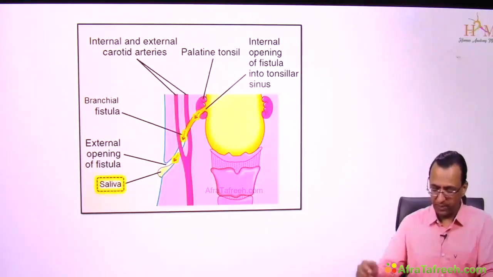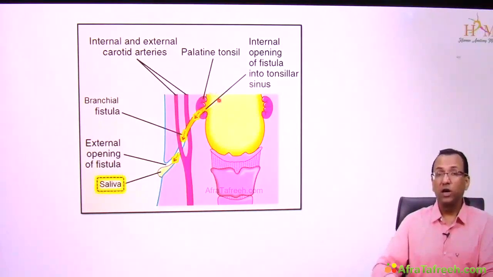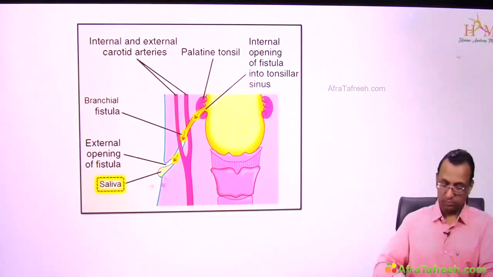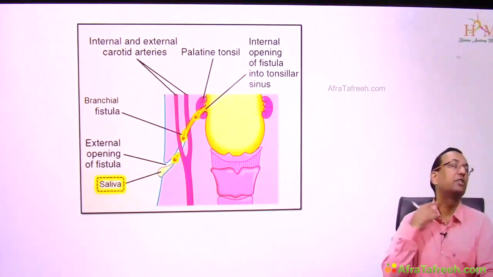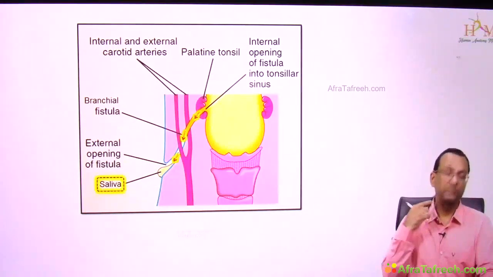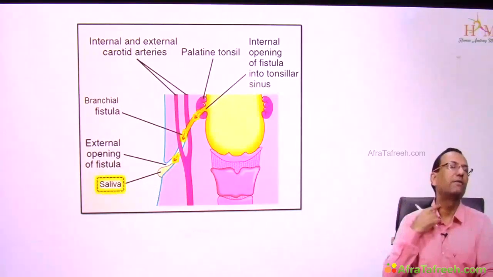saliva from the tonsillar fossa into the skin of the lower neck. So you get some saliva on the skin of the lower neck, but that saliva came from the tonsillar fossa. So the tonsillar fossa is sending saliva here through a fistula tract.